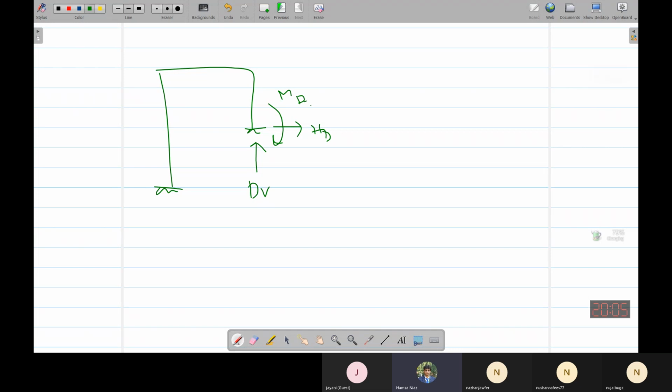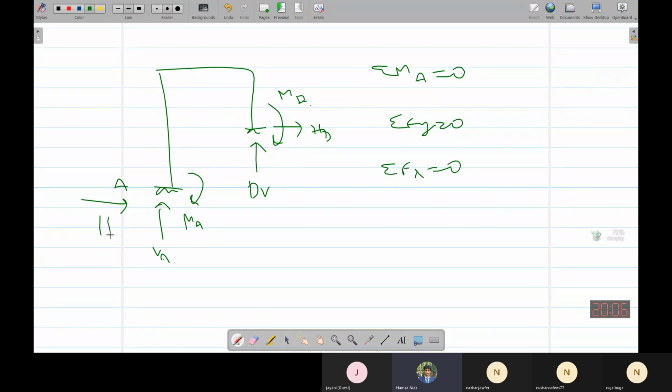After we have calculated these values, we can simply use the equilibrium equations. Summation of moments at A is equal to 0, and we can calculate MA here. Then we use summation Fy is equal to 0 to calculate VA. Similarly, summation Fx is equal to 0 for HA. After we have done this, we have to draw the shear force and bending moment diagram.